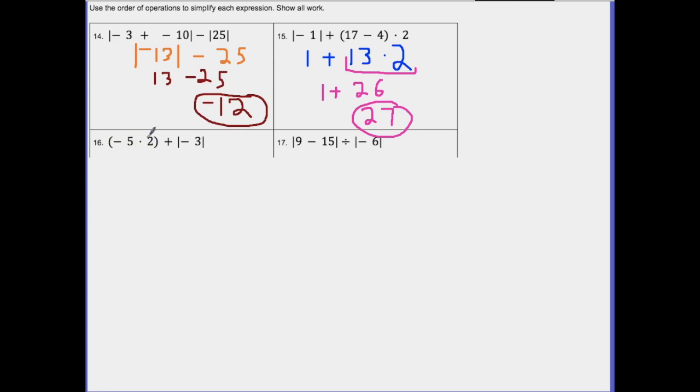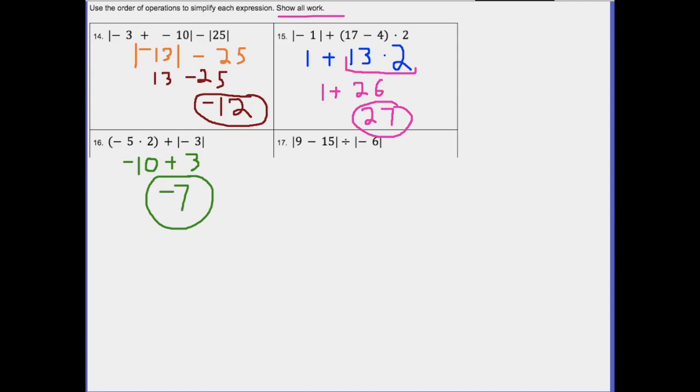This one I'm going to do parentheses first. Negative 5 times 2 is negative 10. Now remember, those are parentheses, not absolute values, so I'm going to leave that as negative 10. Absolute value of negative 3 is going to be 3. Add them together, I get a negative 7. Also remember on here, show all your work. That's what we're looking for.